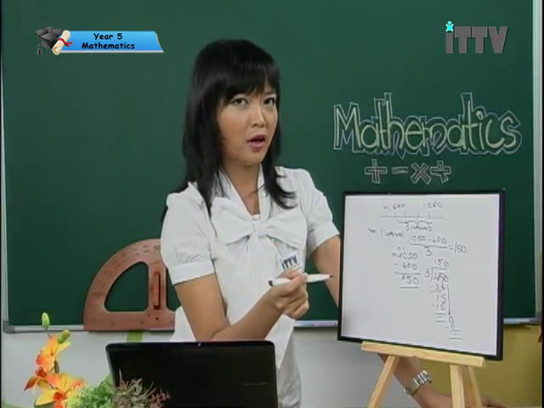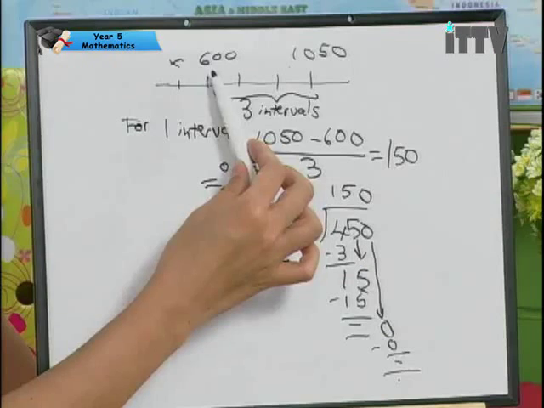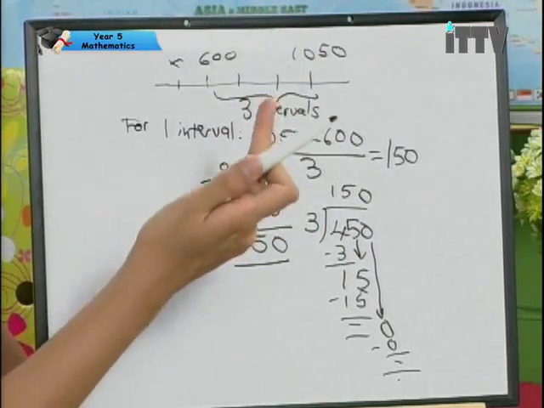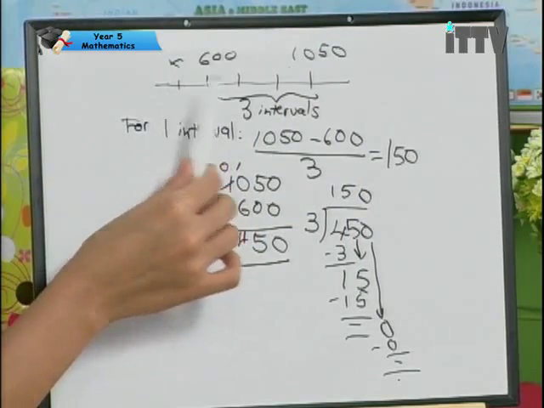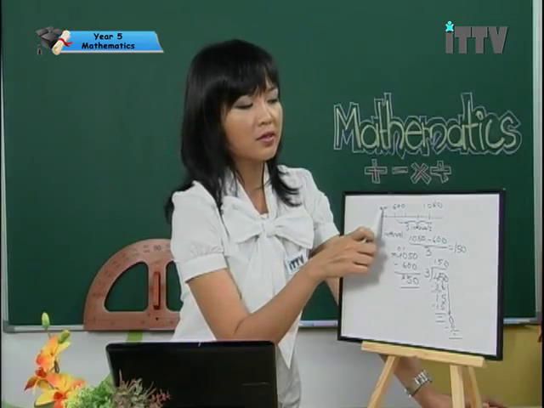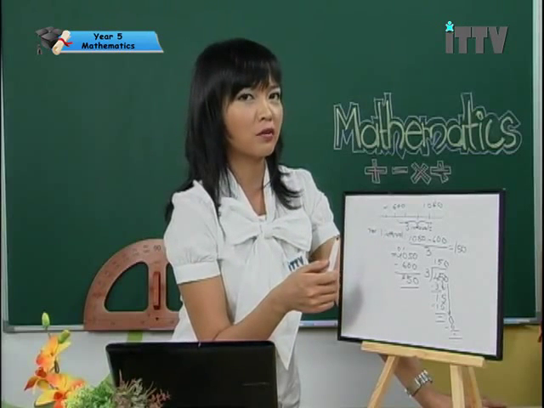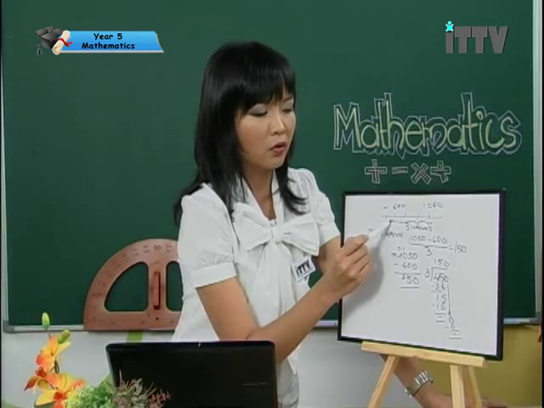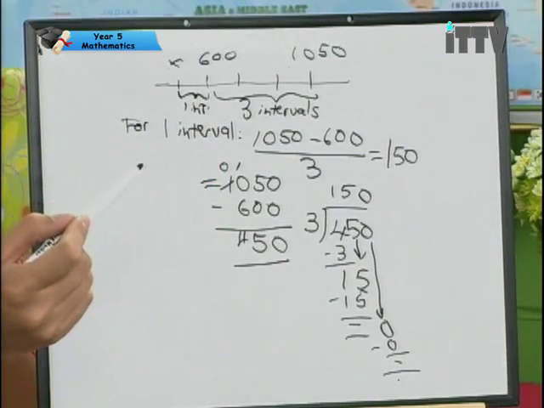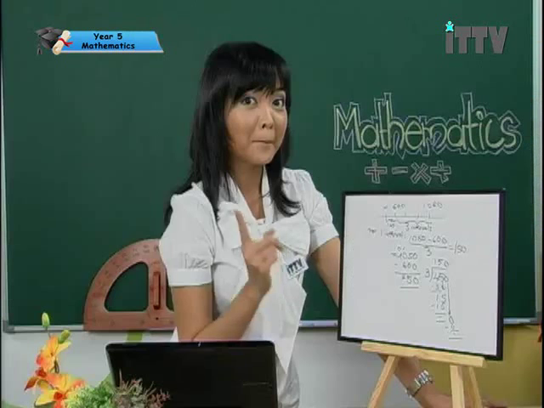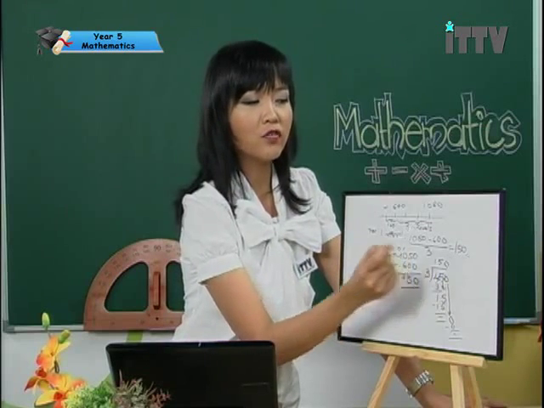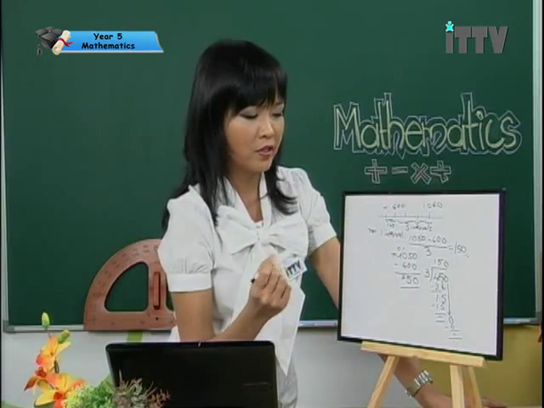Now, let's go back to the number line. We know that as the number line moves to the right, the number increases. It adds on. To move one interval backwards, that is to minus. So, since x is before 600, it is one interval before. So, we should take 600 plus or minus the amount for one interval, which is 150.